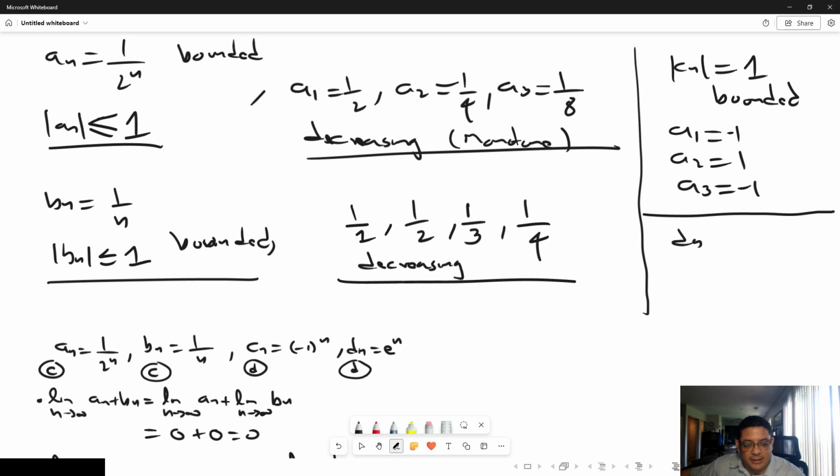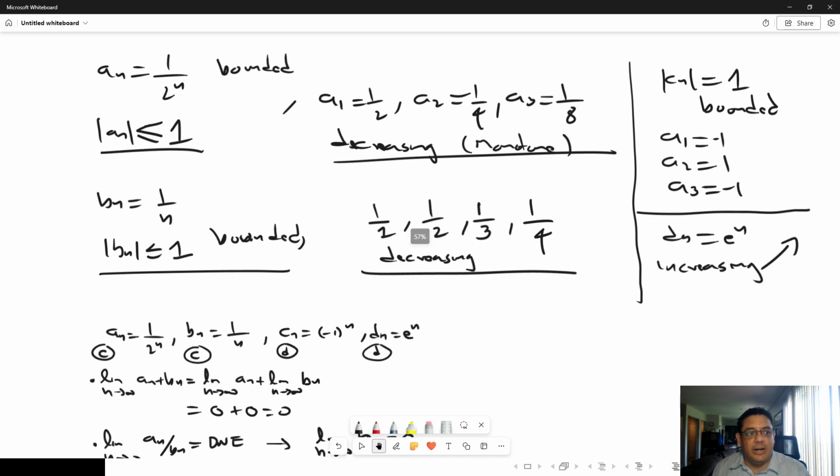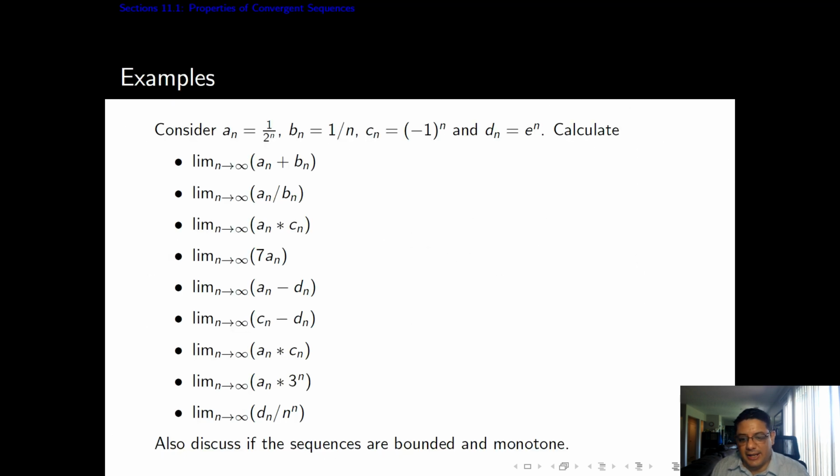d_n is not bounded. It's actually increasing all the time. Every time it's a larger value, so it's all the time growing to infinity. So clearly it's not bounded, but it is increasing. But that's why it's divergent, because it increases all the time. It goes to infinity. It has no bounds. Okay? All right, so that is the end of the examples that we have for properties of convergent sequences.